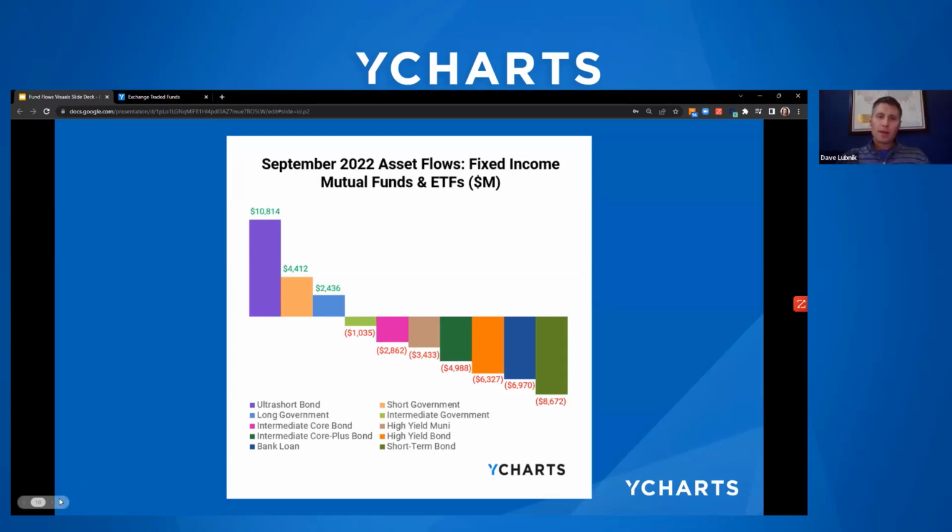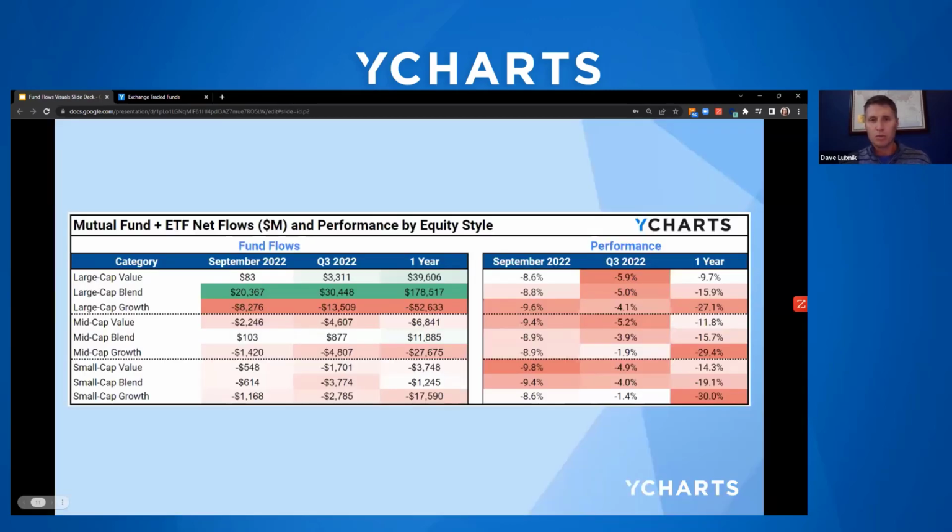Yeah, thank you, Anthony. The next slide, we're going to look at coupling together flows with performance. And I love this table here. It's taken right out of our monthly PDF fund flow reports to be able to look across the style boxes, in this case for equities, looking at what the flows looked like for September, for all of third quarter, as well as for the trailing 1 year, and then putting that side by side with performance.